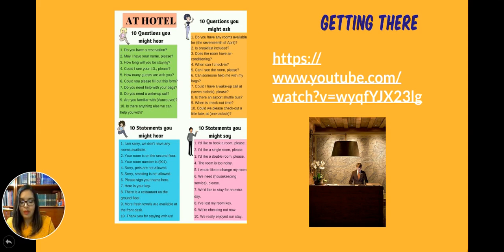For example, your room is on the second floor. Or, oh, sorry, pets are not allowed. But nowadays, there are a lot of pet-friendly hotels, so you can travel with your pet if you have one. Here is your key. Welcome, for example. Thank you for staying with us.